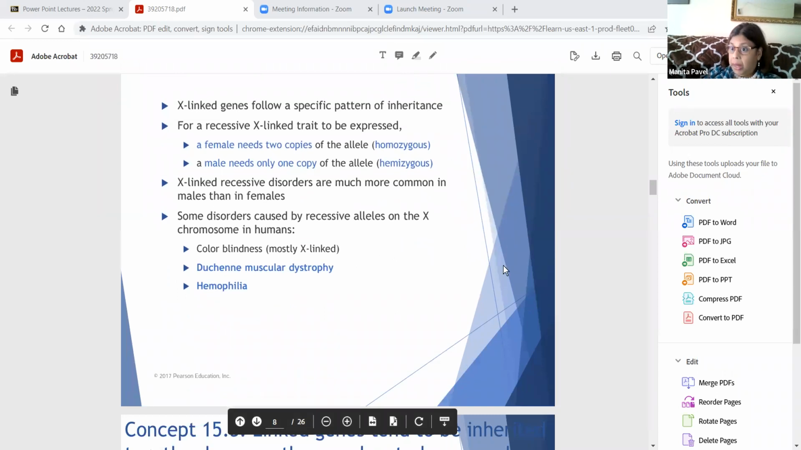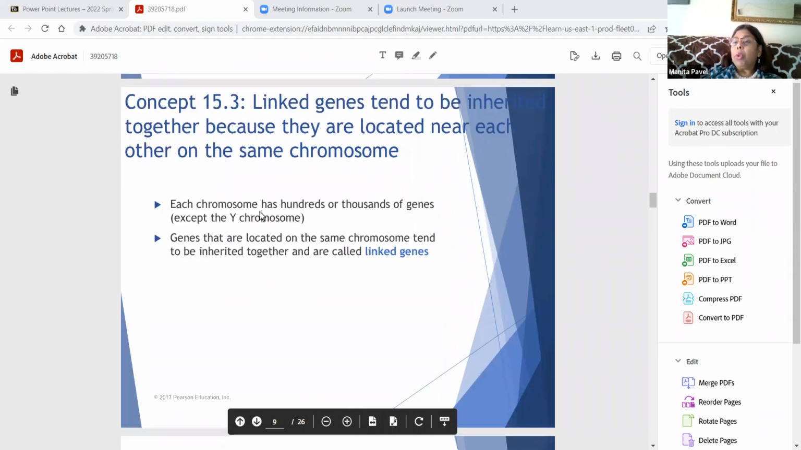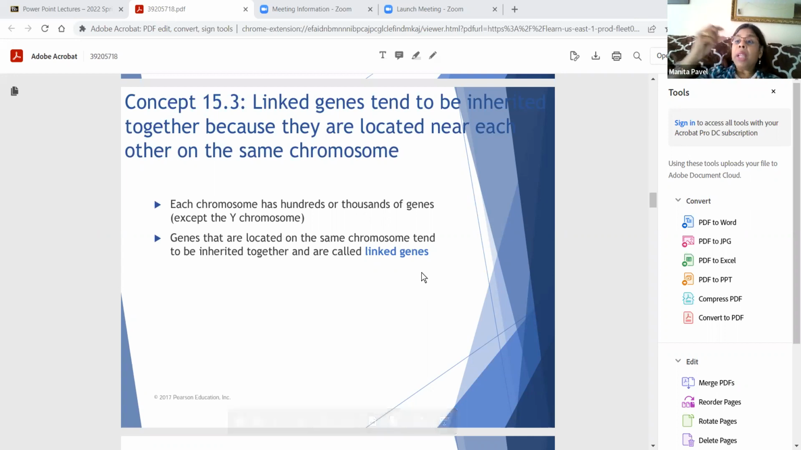Some of the disorders that are carried by the X chromosome in humans are caused by the recessive alleles present on the X chromosome, and therefore the diseases that are linked to the X chromosome, or the X-linked diseases, are color blindness, Duchenne muscular dystrophy, and hemophilia. Now, each chromosome we've seen has hundreds or thousands of genes except the Y chromosome. Genes that are located on the same chromosome tend to be inherited together, and therefore they are called linked genes.